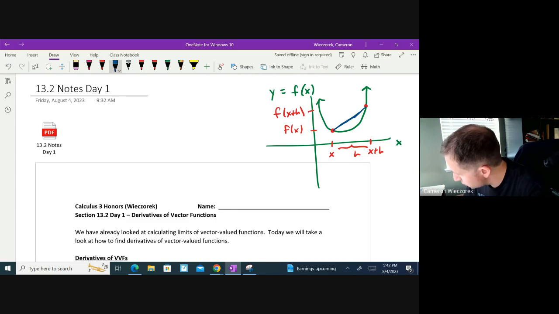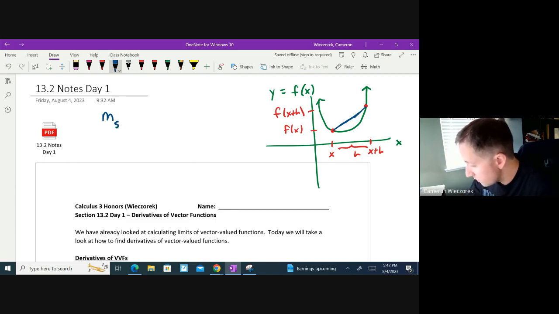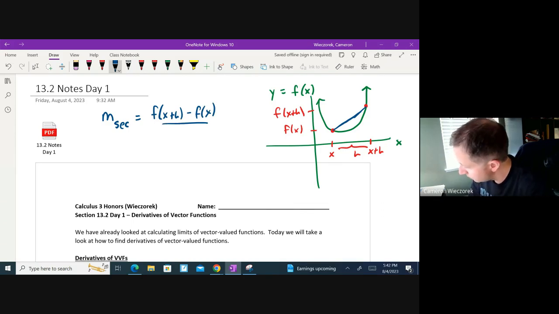What you learned last year was that the slope of that secant line would have been the average rate of change of that function f, and it would have been represented by rise over run, y2 minus y1 over x2 minus x1. So f of x plus h minus f of x over x plus h minus x, which would be h. And then the idea behind the derivative is that we're trying to find the slope of the tangent line. So we want it to only pass through one point, which in this case, let's let that be x.